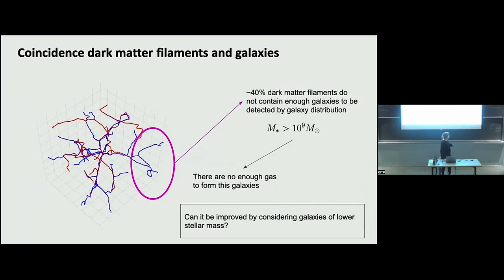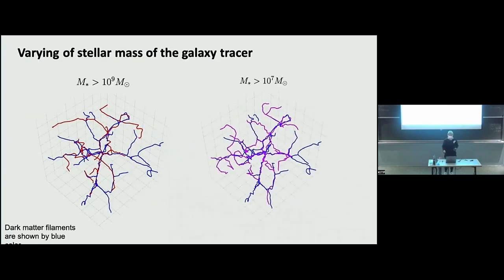We're trying to test it, and here you can see the previous plot where the red filament system was identified by galaxies of mass 10^9, and the pink one is a filament system extracted by galaxies of mass 10^7. And as you can see, the area highlighted on the previous slide, even in this case, does not show coincidence with the pink filament system. And also you can note that the pink one does not coincide with the red one.